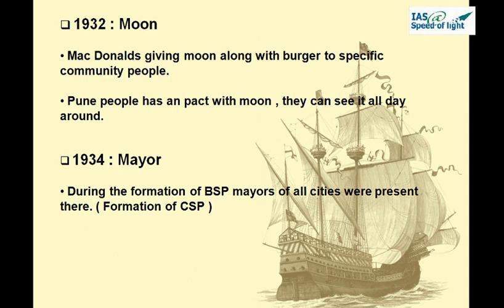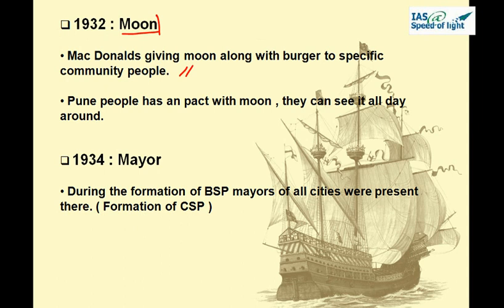3 is M and 2 is N, so it becomes moon. McDonald's giving moon along with burgers to specific community people. What we want to remember is the McDonald's Communal Award. Okay, McDonald's Communal Award, and for McDonald's we already have a picture of McDonald's and a specific community. So what happened was once you went to McDonald's to buy a burger, that person was giving a moon to some other community people.